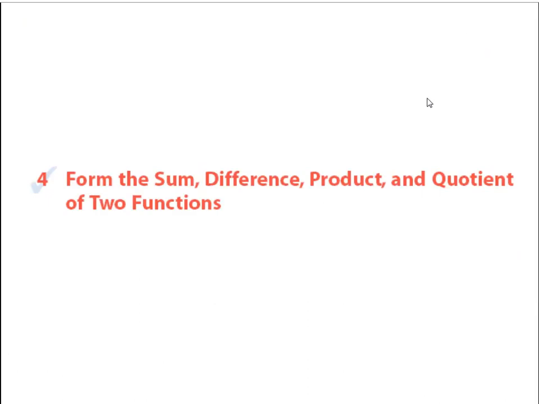Okay, so last objective for this section. This is a pretty jam-packed section with quite a bit of information, right? We talked about the introduction to the idea of what a function is, right? So we looked at relations and determined whether they were functions or not. We talked about function notation, that f of x symbol, evaluating functions with that function notation. We talked about domain, finding domain of functions, and then the last thing we talk about is forming the sum, difference, product, and quotient of two functions.